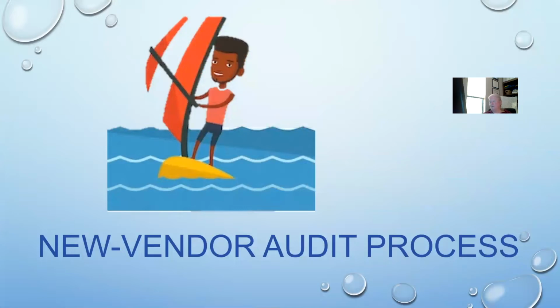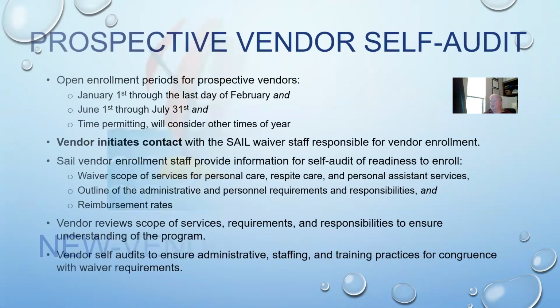New vendor audit process. So you're a new vendor, you've read everything, you've done your pre-audit, and you're ready for somebody to come in. So how this happens: our open enrollment periods are January through February and June through July, and any other time of year if we can work it in.